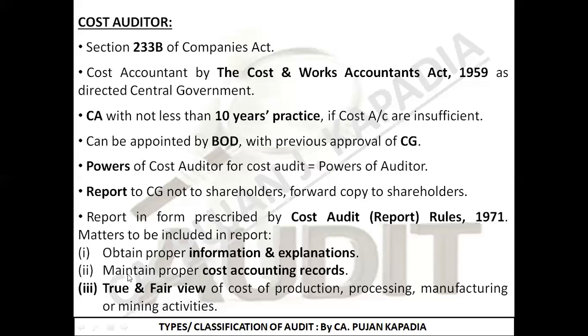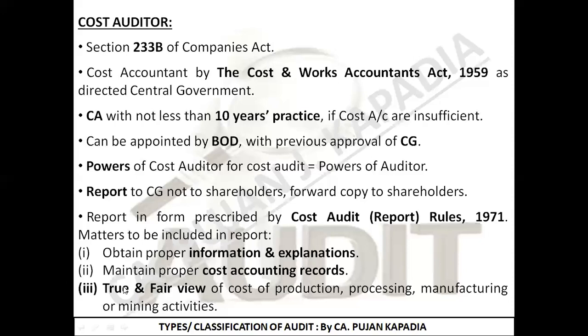Second is I need to check that proper cost accounting records are maintained. So first of all, I'm going to gather all the important information and explanations. Second, I'm going to check all the proper cost accounting records. It may be records related to materials, records related to laborers, records related to overheads, closing stock, inventory, work in progress, all the items related to cost accounting. Purchase, sales, stock, quantity data, amount, everything.